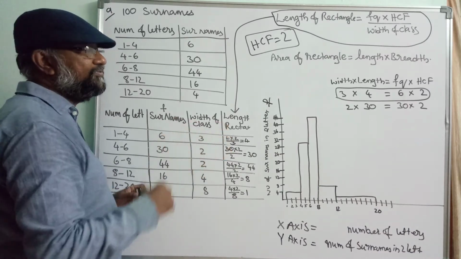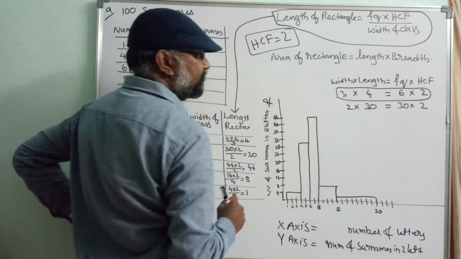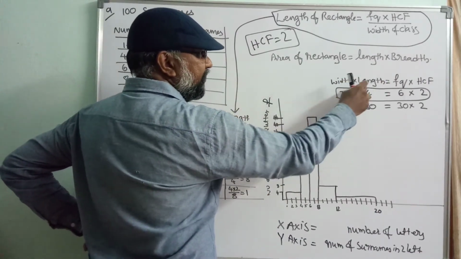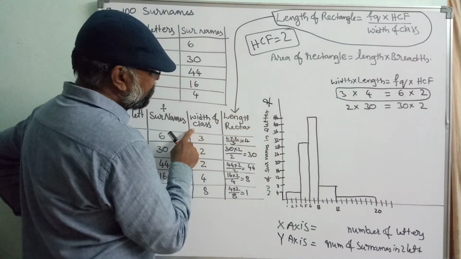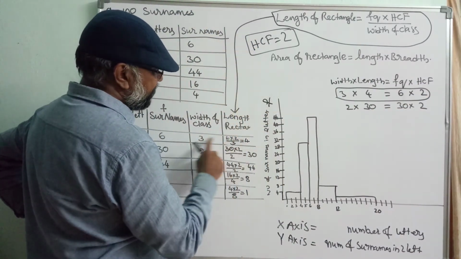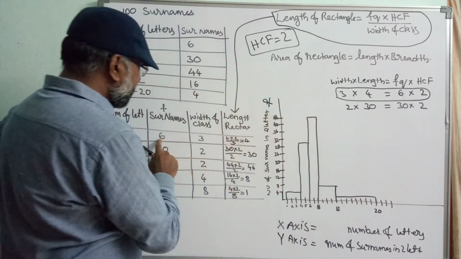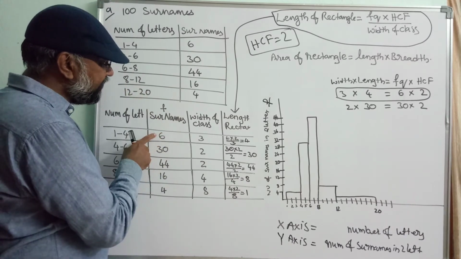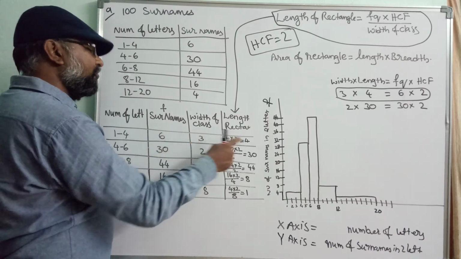And we will justify it. The area of the rectangle is equal to length into breadth. So width into length is equal to frequency into HCF. Here the width is 3 and the length 4, so 3 times 4 is 12. And here we have taken HCF as 2, that means we multiply 6 into 2. Therefore 6 into 2 is equal to 3 into 4.